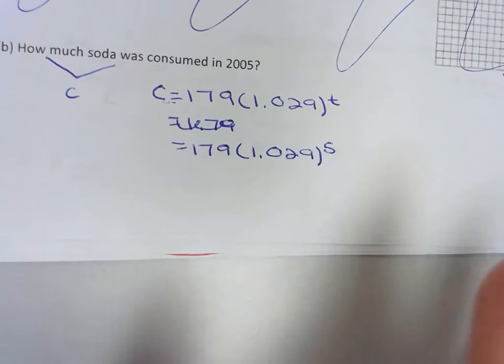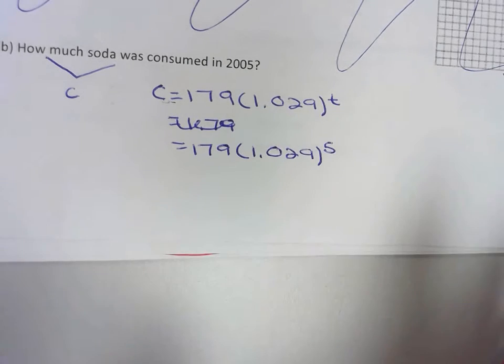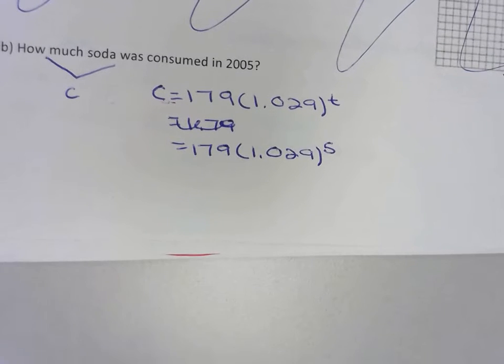Don't make this harder than it is. I know it's a story problem. I know these look confusing. I get it. But look for what they're looking for. If I give you 2005, then t is 5. So I plug 5 in for t.